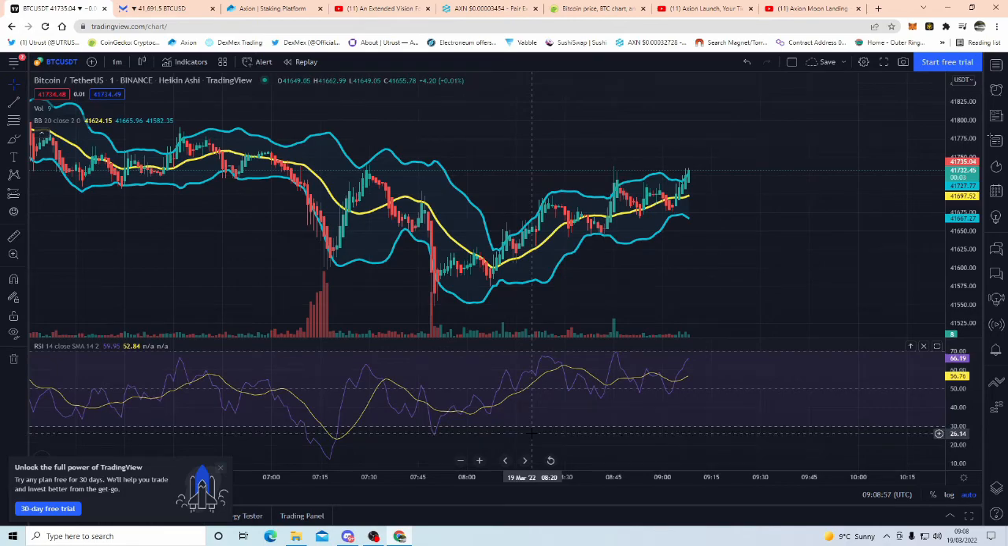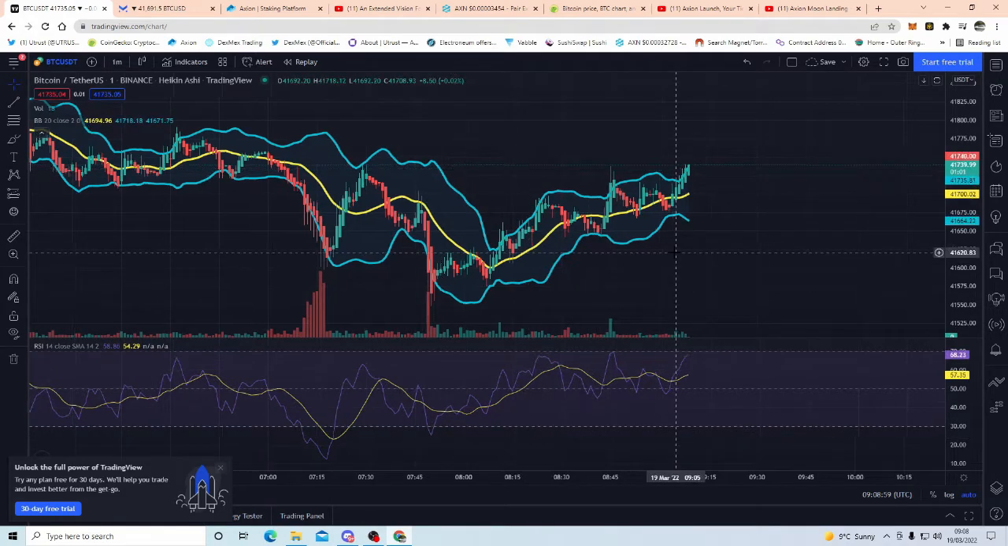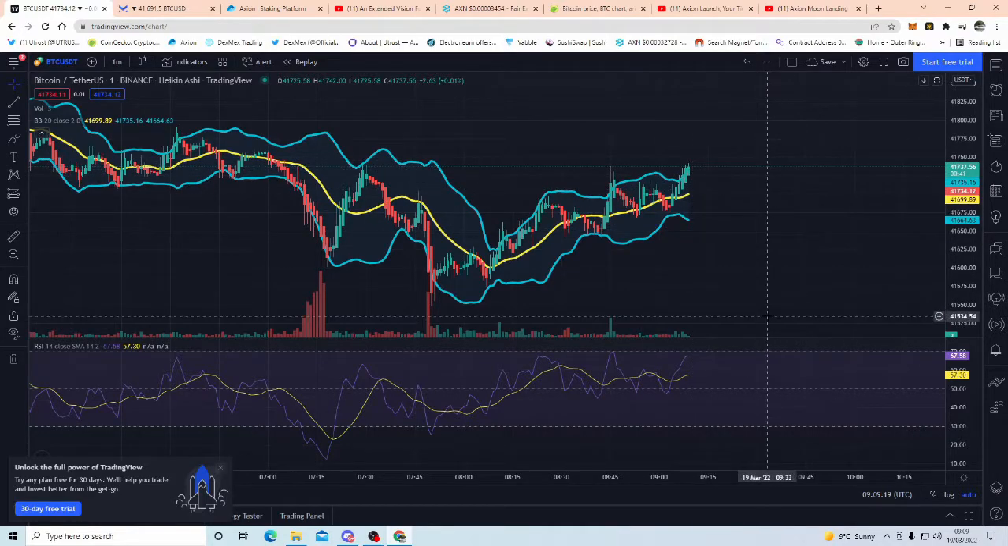Now this isn't 100%, guys. You've got to understand that this gives you, and that's why they're called indicators, an indication of where the price could go. As you can see at the moment, on the 1 minute chart, we're pushing up above this. We're at 41,737 with Bitcoin as we're doing this video, and on the RSI it's gradually creeping up.